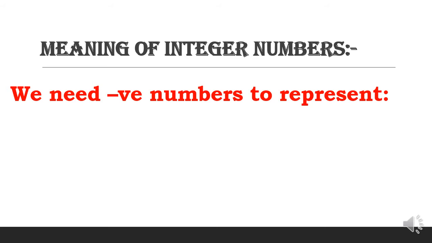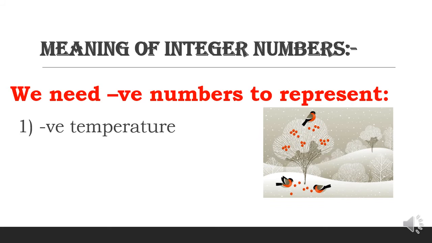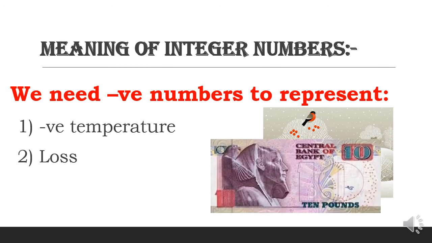What is our proof of negative numbers? They are the numbers less than 0. Look at the weather forecast in winter. In the weather forecast in winter, you will find some cities whose temperature is negative. Number 2, if you lose money in your project, that you make a negative number.